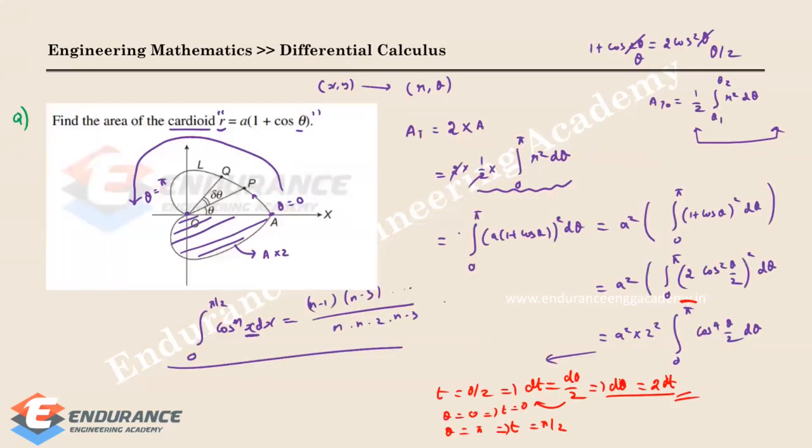So any doubts here? It's just a basic question. Basic question in the sense it's an 11th and 12th standard question. But I didn't discuss this cardioid in the course, so that's why I'm introducing it here.